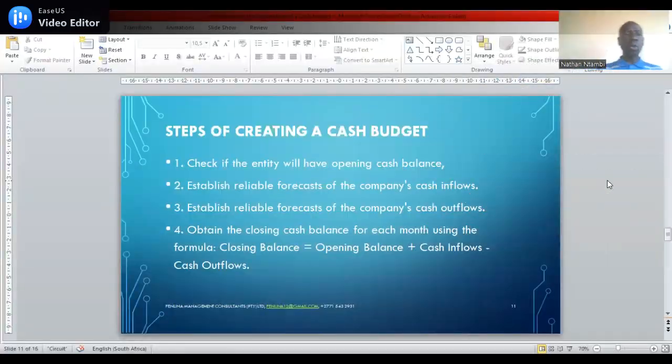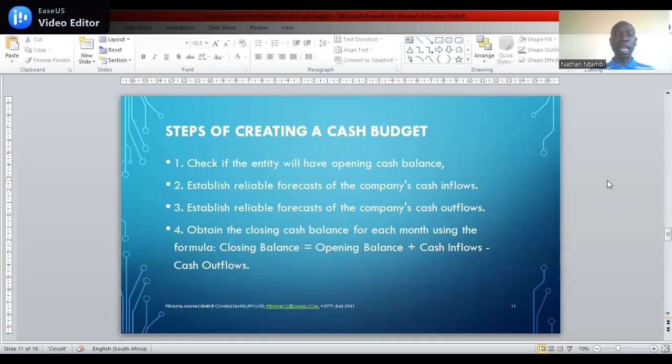You need to go through steps of creating a cash budget as follows. Check if the entity will have opening cash balance. Establish reliable forecasts of the company's cash inflows. Establish reliable forecasts of the company's cash outflows.